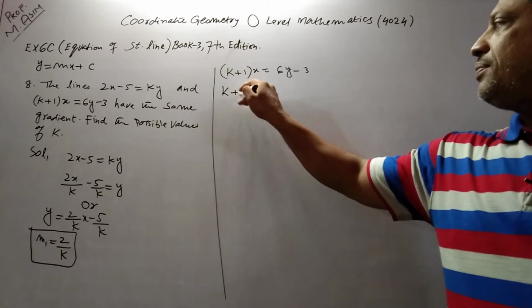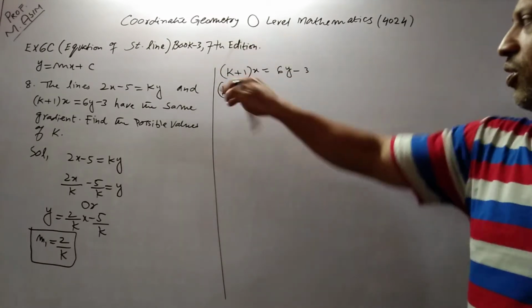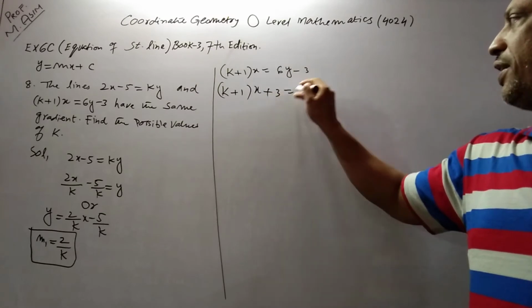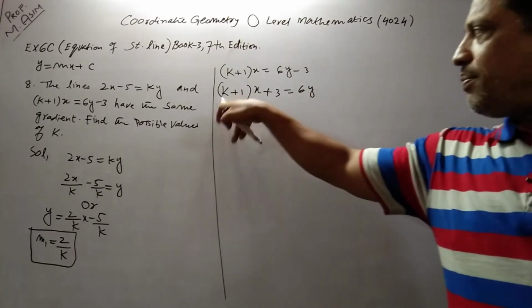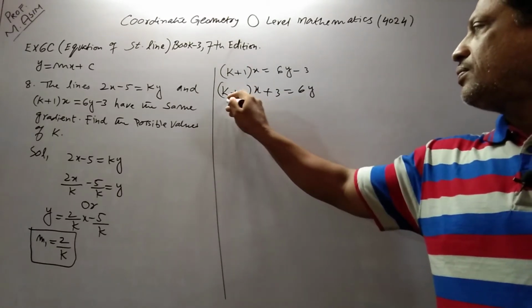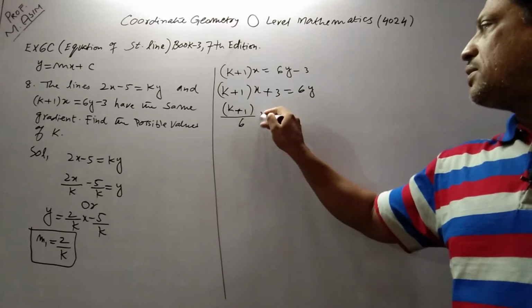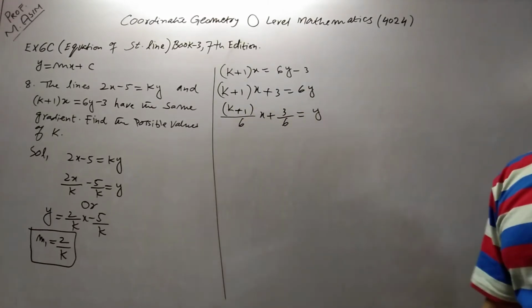k plus 1 into x. Shift this minus 3 on this side, becomes plus 3. Now divide this 6 by both sides. k plus 1 over 6 x plus 3 upon 6 is equal to y.